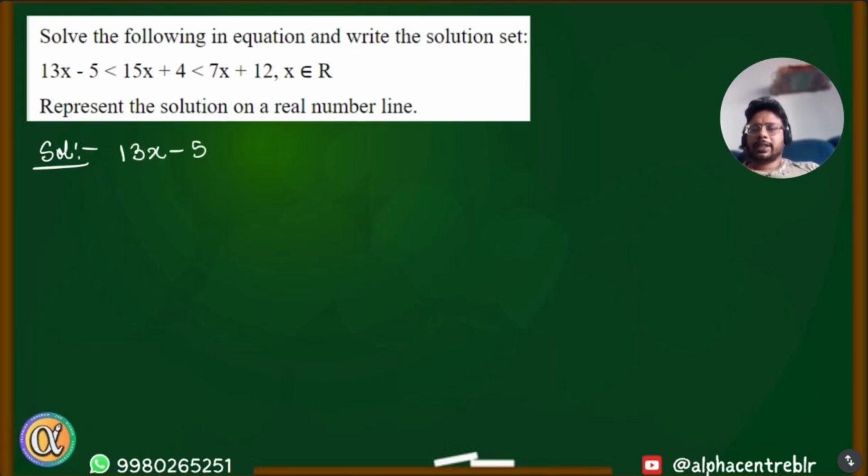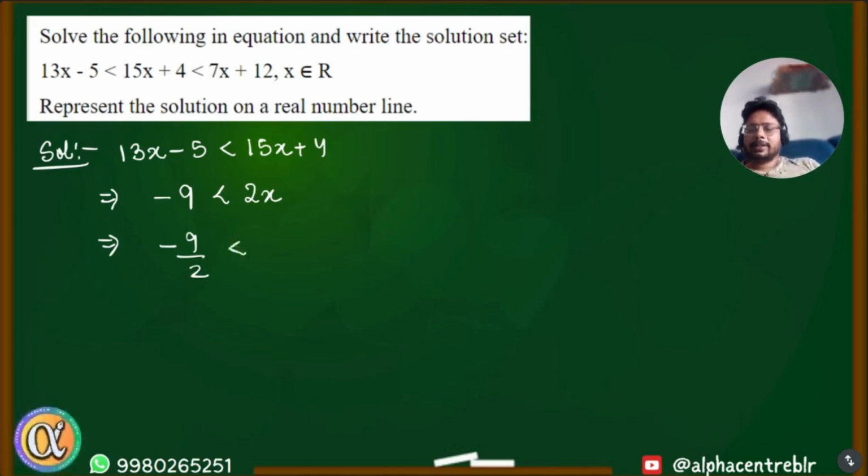3x minus 5 is less than 15x plus 4. Next, the 4 comes to this side and becomes minus 4, so minus 5 minus 4 is minus 9. 13 goes to that side and becomes minus 13, so 15 minus 13, 2x. Therefore minus 9 divided by 2 is less than x, and x is therefore greater than minus 4.5.